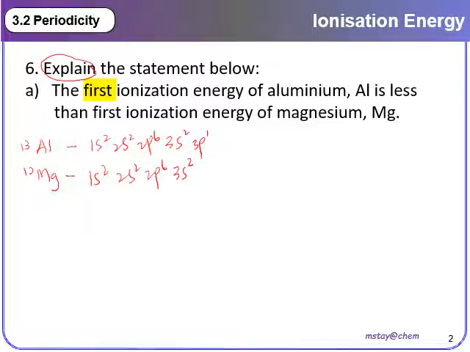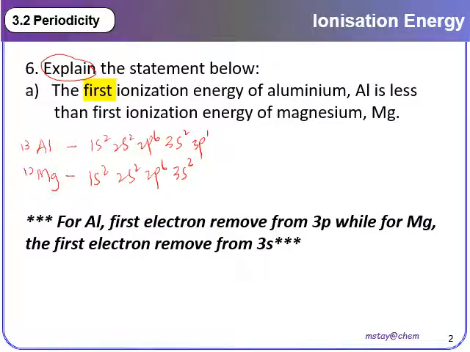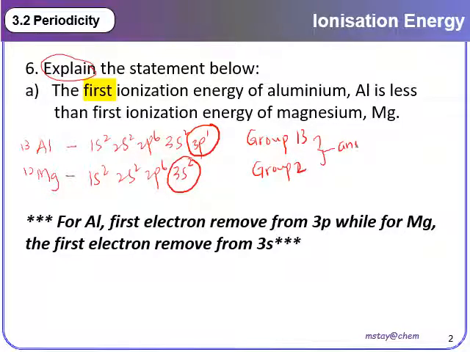Based on the electron configuration, the first electron removed from aluminium is from 3p, while the first electron removed from magnesium is from the 3s orbital. This case is in between group 13 and group 2, so this is the anomalous case. For this category, we are going to discuss the distance.